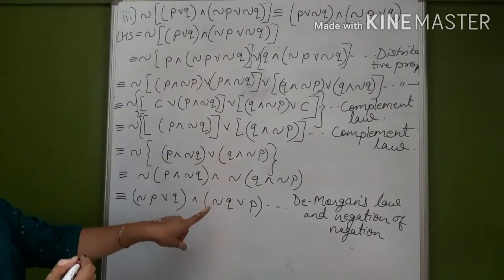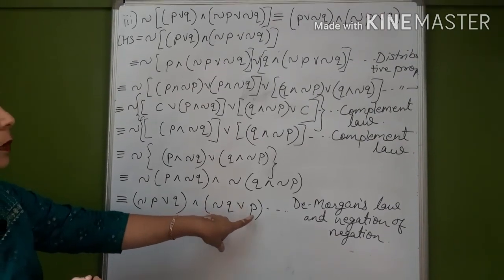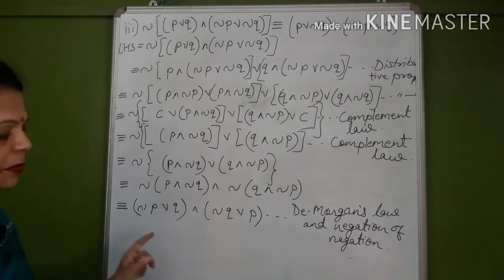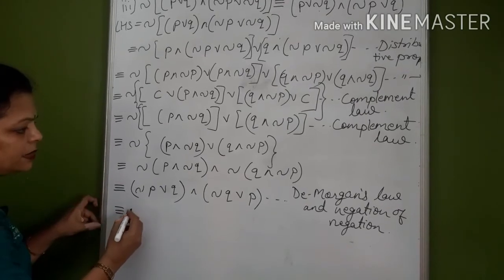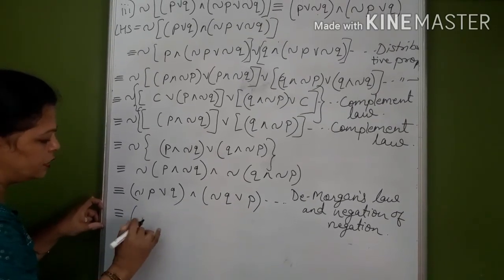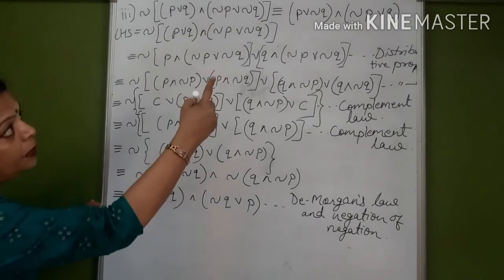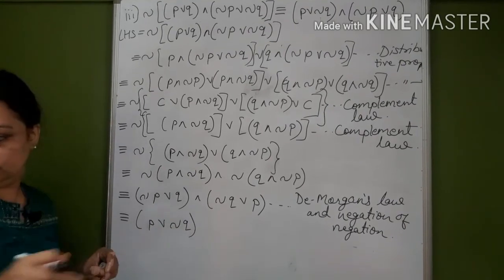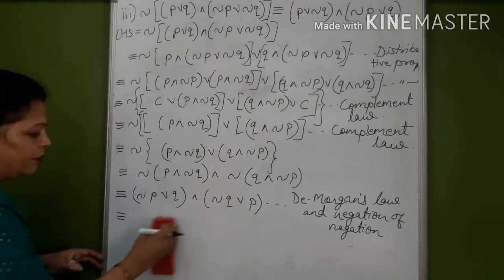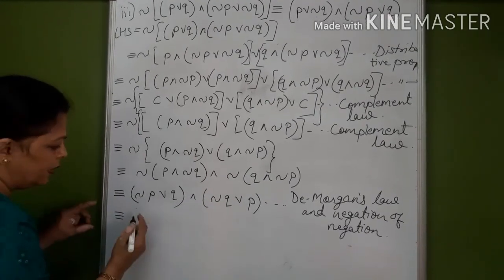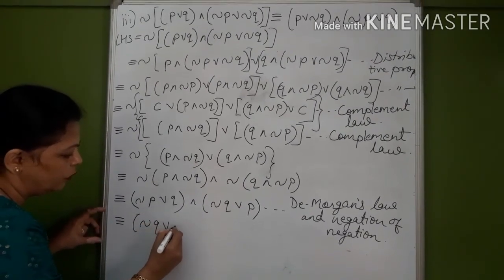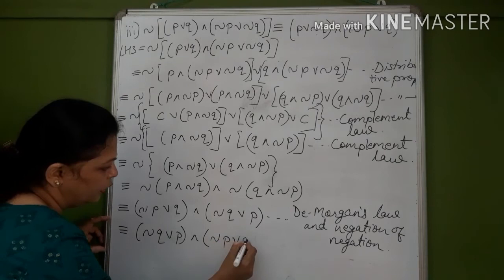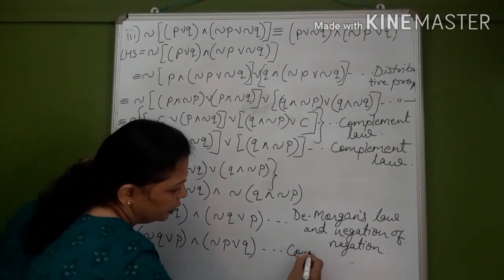See the first bracket, negation Q and P, and this side negation P and Q. So we need to again just use the commutative property to bring those brackets in their places. So you get negation Q, or we want P first. So P and negation Q. Let us write this bracket first. We'll write this second bracket first. So negation Q or P and negation P or Q. This is your commutative property.